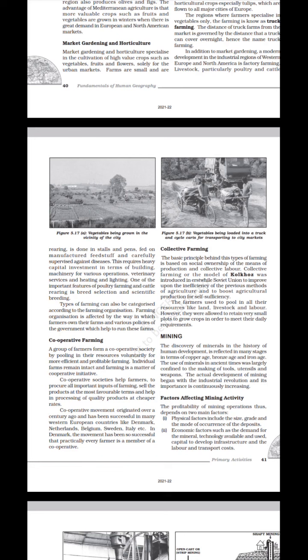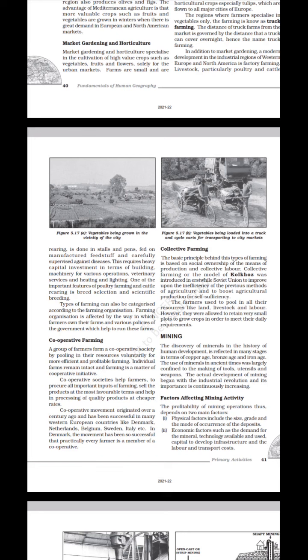Types of farming can also be categorized according to the farming organization. Farming organization is affected by the way in which farmers own their farms and various policies of the government which help to run these farms. Take a look at figure 5.17a. Vegetables being grown in the vicinity of the city. Take a look at figure 5.17b. Vegetables being loaded into a truck and cycle cars for transporting to city markets.